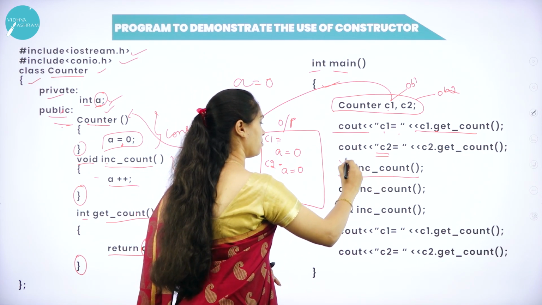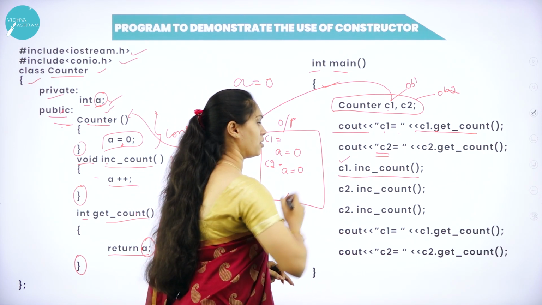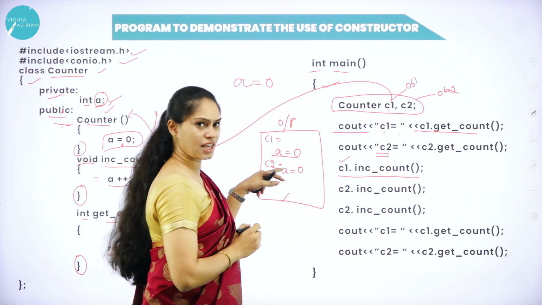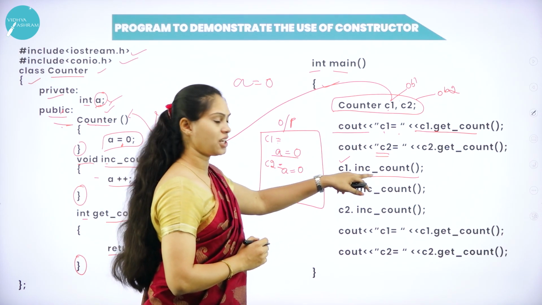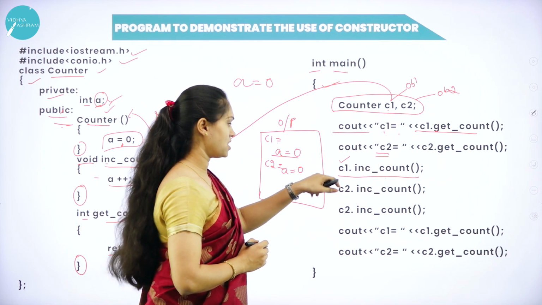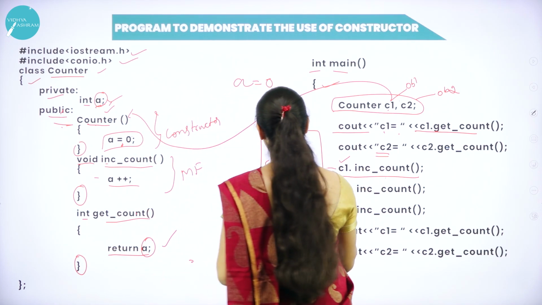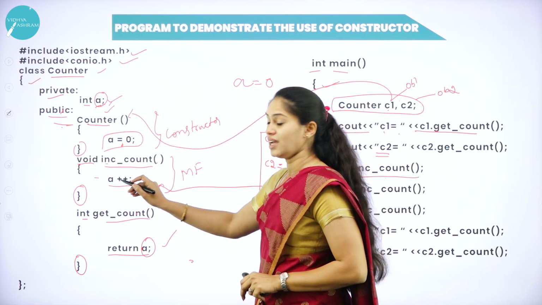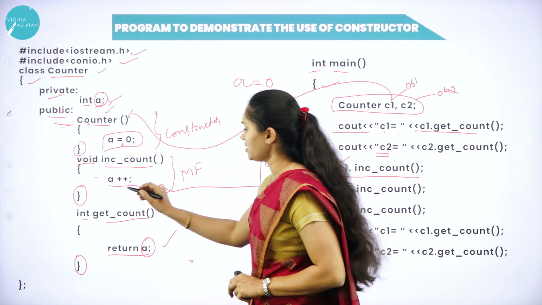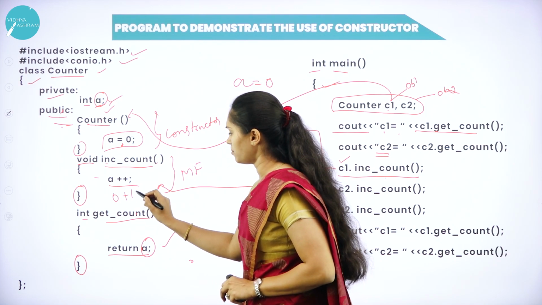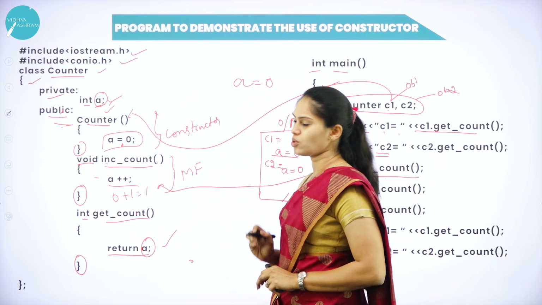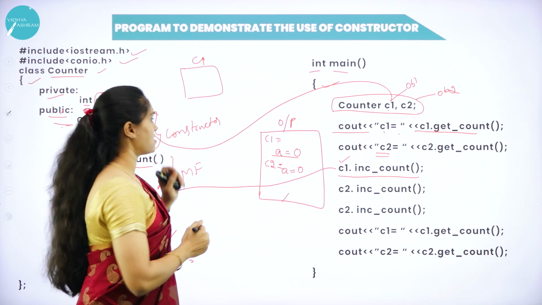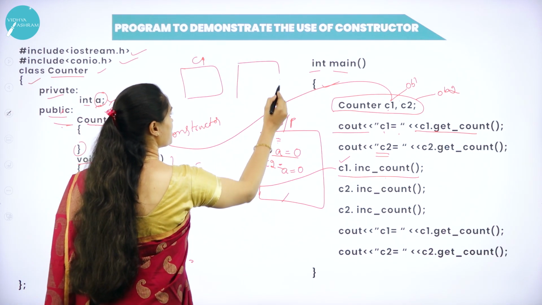What is the object name here? C1 dot increment count. What was the value of A? That is 0. When I call this increment count function with the help of the C1 object, the control moves to this function, that is increment count. Initially the value of A will be 0. So 0 plus 1 becomes how much? 1. So what is the value of A in C1 now? Consider this as C1, and I have one more object C2.